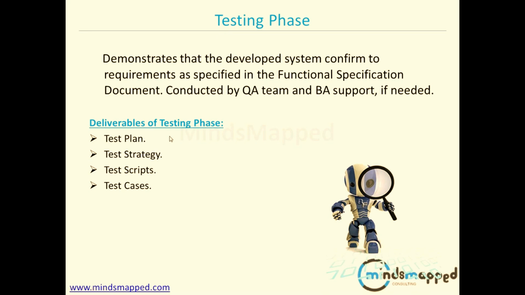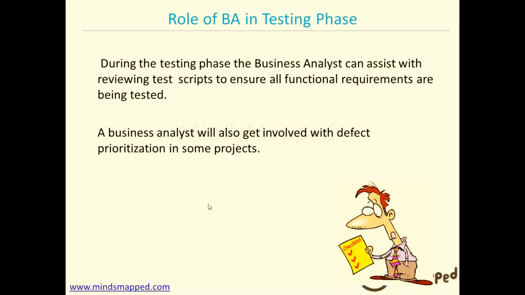Alright. So these are the testing deliverables which the testing team gives, not a BA, but the BA helps in providing input for these. During this testing phase, the BA can assist in reviewing the test scripts. They ensure all functional requirements are met and tested. The business analyst will also be involved in defect prioritization.